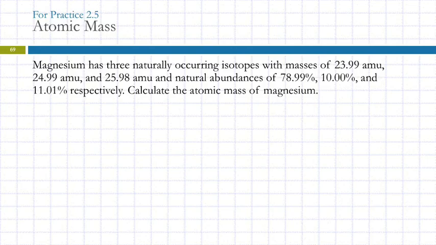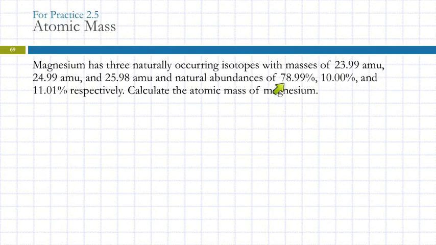Magnesium has 3 naturally occurring isotopes with masses of 23.99 atomic mass units, 24.99 AMU, and 25.98 AMU, and natural abundances of 78.99%, 10%, and 11.01%, respectively. Respectively means those are in the same order as the listed masses. Calculate the atomic mass of magnesium. Numbers like these would need to be given to you. There's no way you get this off the periodic table, what those different abundances are.